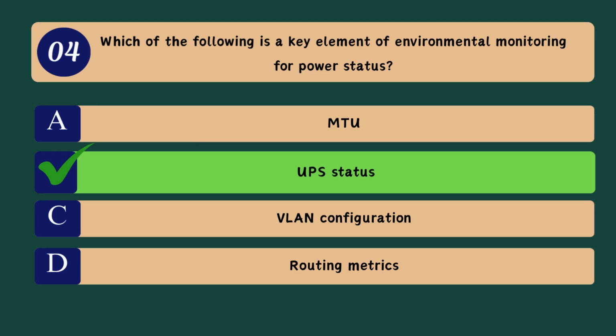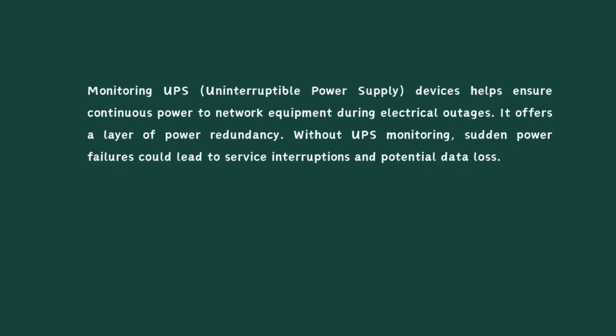Correct answer. B. UPS status. Monitoring UPS, uninterruptible power supply, devices helps ensure continuous power to network equipment during electrical outages. It offers a layer of power redundancy. Without UPS monitoring, sudden power failures could lead to service interruptions and potential data loss.